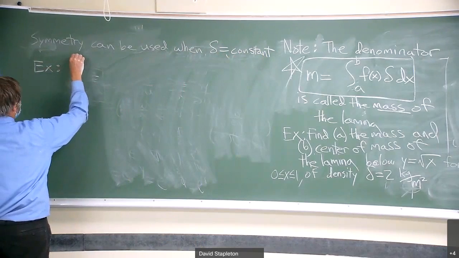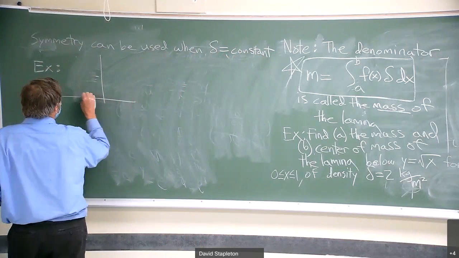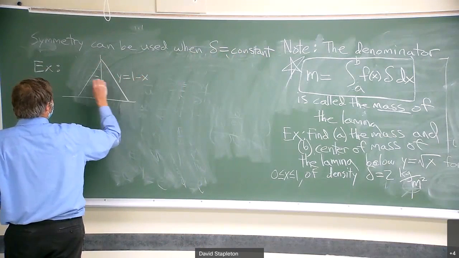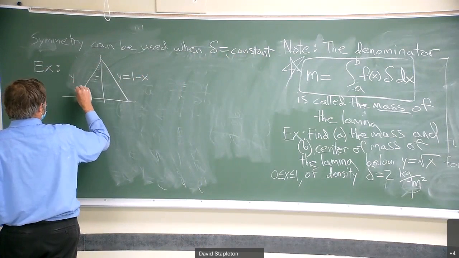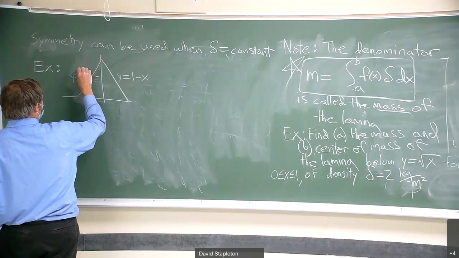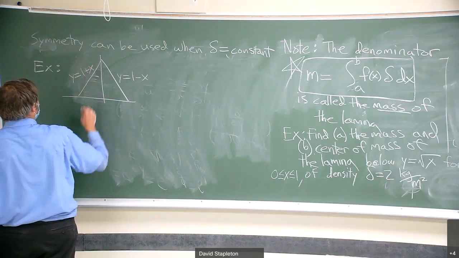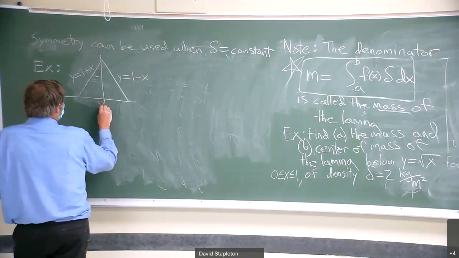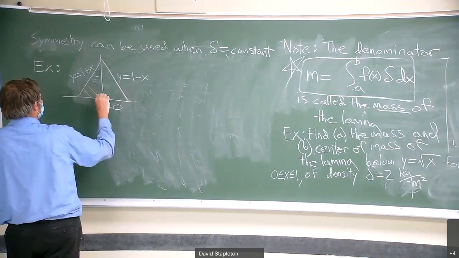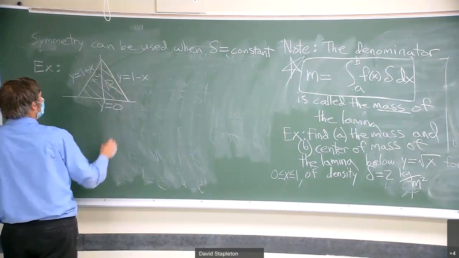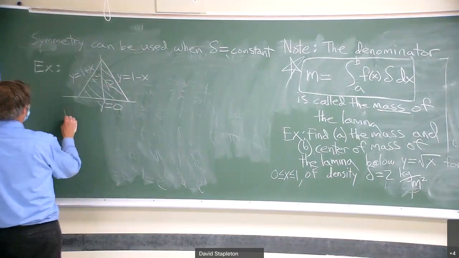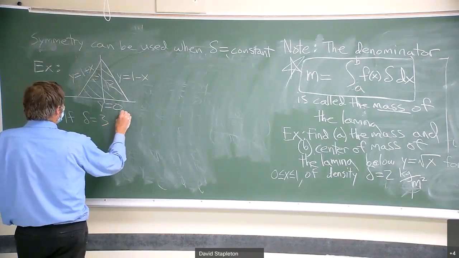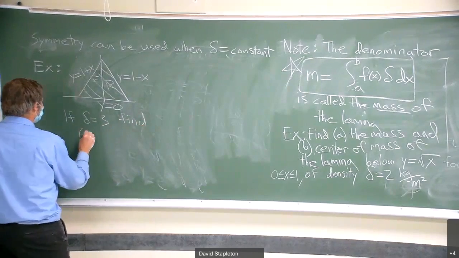suppose I gave you a picture that looks like this. I take a plane region that's a triangle, and this is the line y equals 1 minus x, and this is the graph of y equals 1 plus x. And then on the bottom, I get bounded by y equals 0, so the second formula applies, not just the first one. And this is our plane region. Now suppose delta equals 3. Find what is the mass of this one?